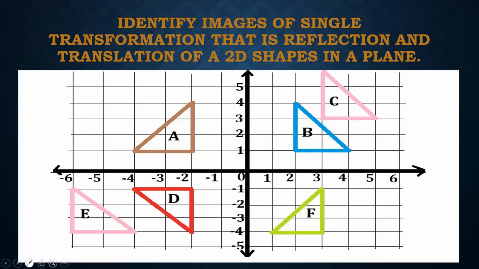Now let's first talk about shape B and shape what? C. When you say shape B and C have been translated, because shape B here is a translation of what? Shape what? C.